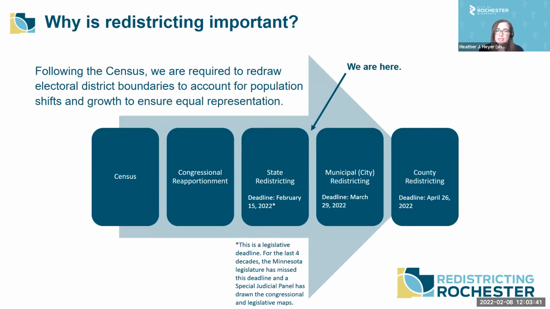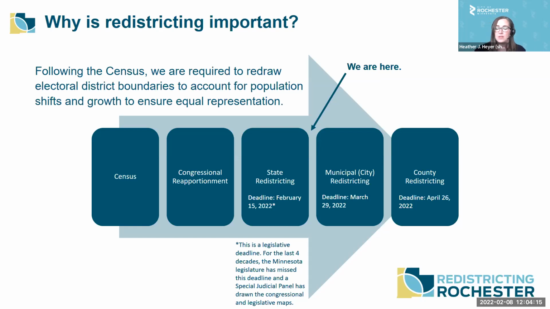So speaking of all those processes, they are adjacent here in this timeline to give you a sense of where we are. Following the census, every 10 years, we're required to redraw electoral district boundaries to account for population shifts and growth to ensure equal representation. Starting out with the census, the first thing that happens after that is the congressional reapportionment. And we heard, it was in March of this year, that Minnesota retained our 8 seats in Congress. So that was that piece of the redistricting process.